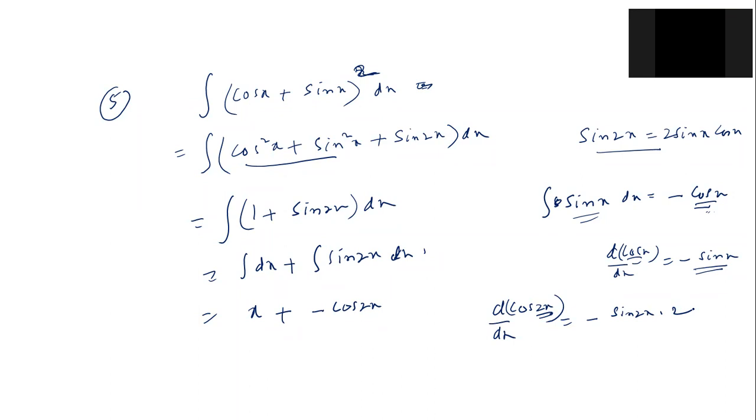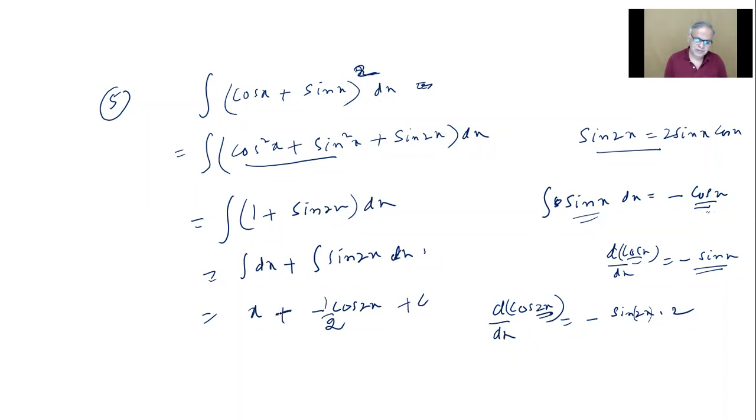Cos x derivative is minus sin x, but the 2x derivative is 2. So I'm not getting sin 2x here. You have to divide by 2 here. That's all, so that this 2 is gone. So plus c, and this minus will come here. All right, tell me, children.